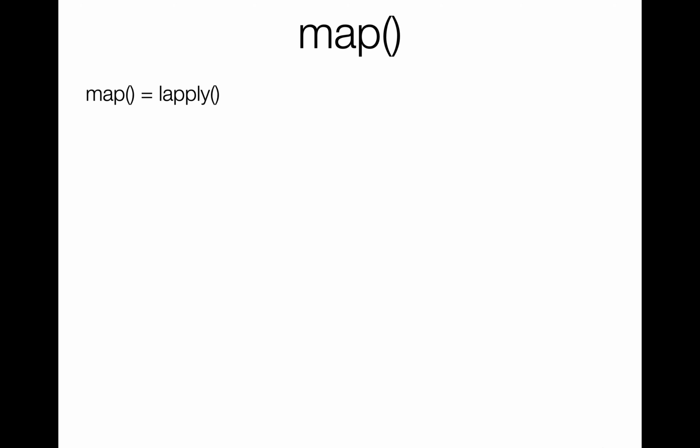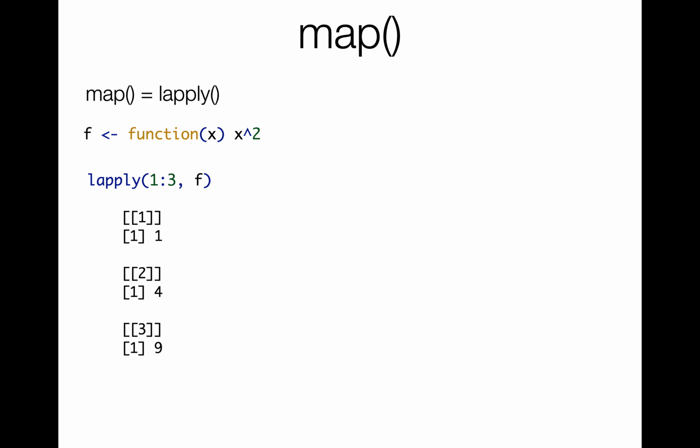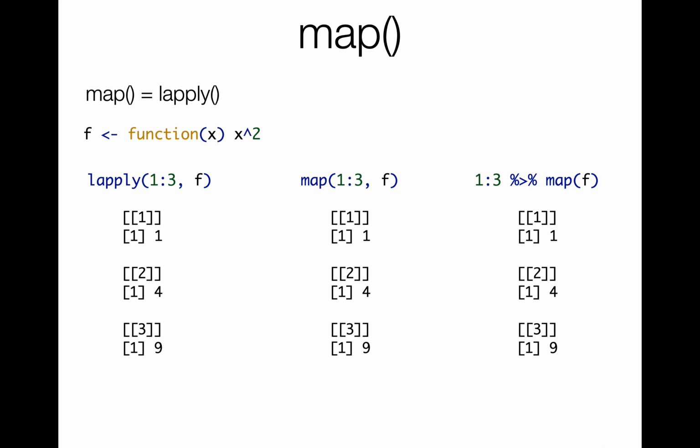So the map function is the basic functional in Purrr, and map is equal to lapply. It's going to be list in, list out. If I have my function x squared, and I apply that to 1 through 3 with lapply, that's what I get. If I do the same exact thing with map, I get the same thing. With both of these, we can use our pipeline programming type stuff that we're used to, so the pipe can be used here. Those three statements up there are equivalent.